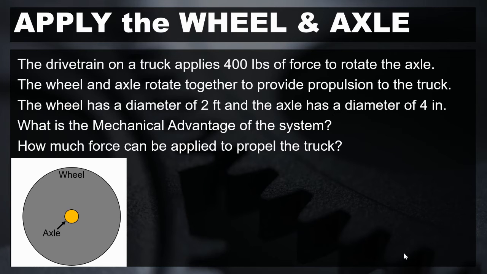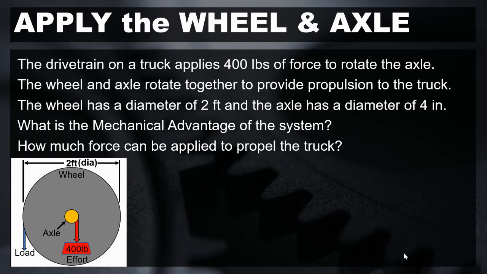Again, we begin by diagramming the problem with a wheel and axle that rotate together. In this problem, the effort is applied to the axle from the drivetrain of the truck. The load is the propulsion that is driven from the wheel. We know that the drivetrain of the truck can apply 400 pounds of effort.